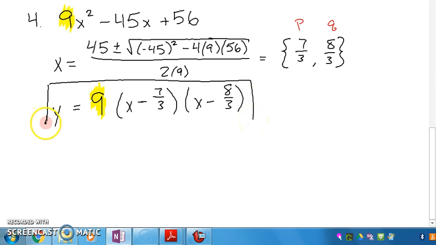So if a in the original standard form is not equal to 1, we need to use the quadratic formula to find the two, p and q, and then use the same a as in the original standard form.